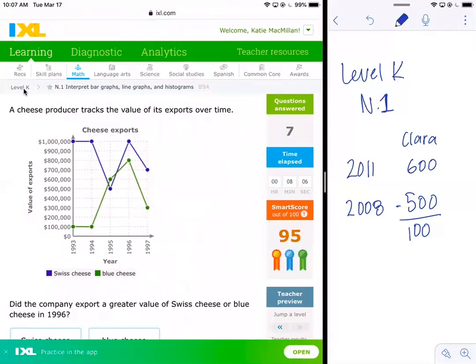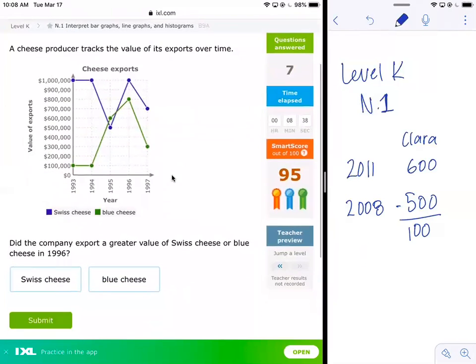It says a cheese producer tracks the value of its exports over time. So you can see cheese exports. So like how much cheese it's sending to other countries. And then the blue line is Swiss cheese, and the green line is blue cheese. That's funny. Blue cheese should have been blue. So the value of the exports. So it looks like Swiss cheese was really important in 1993 and blue cheese not so important. And then they kind of got close to equal here. And then Swiss cheese went back up.